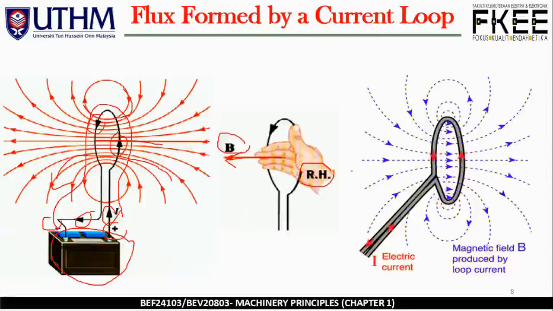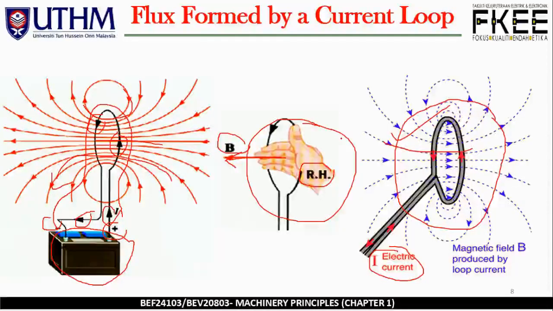Similarly, in this diagram we have the blue line, which is in the opposite direction, because we have a different direction of current. This is again applicable by the right hand rule. So again, that is the magnetic field produced by a loop current.